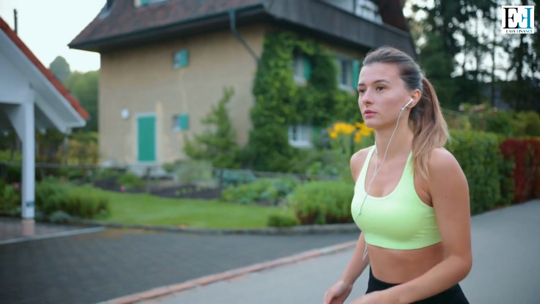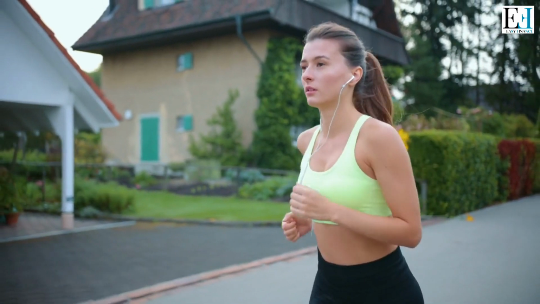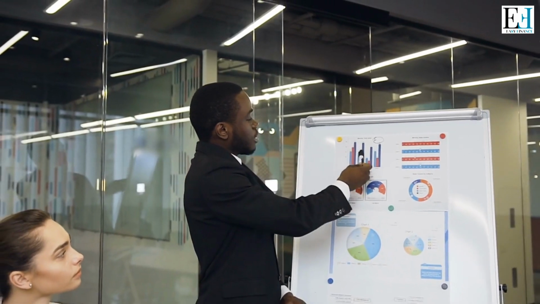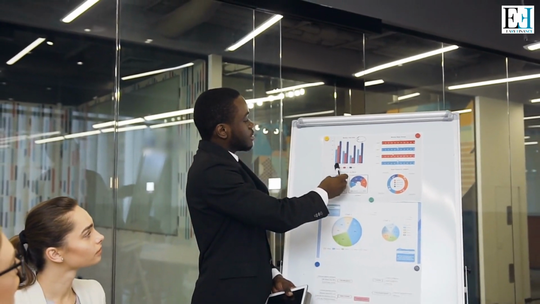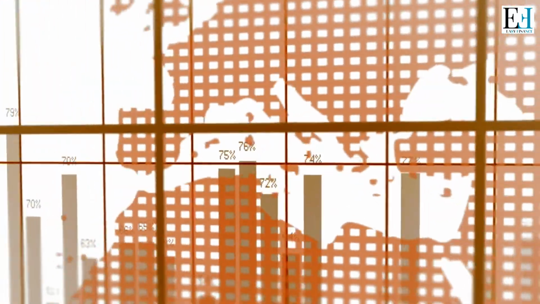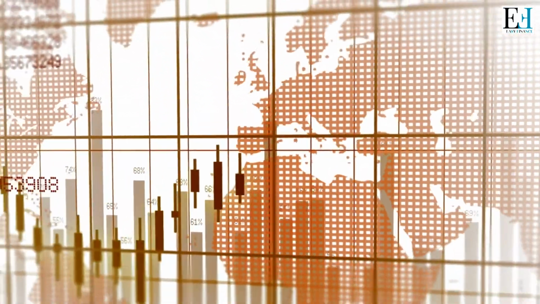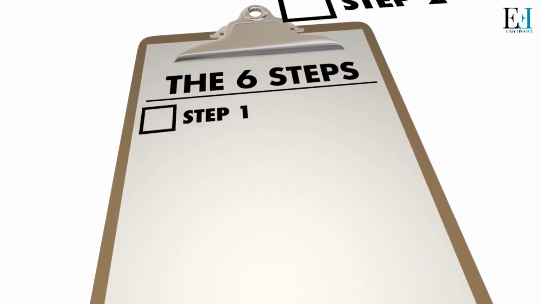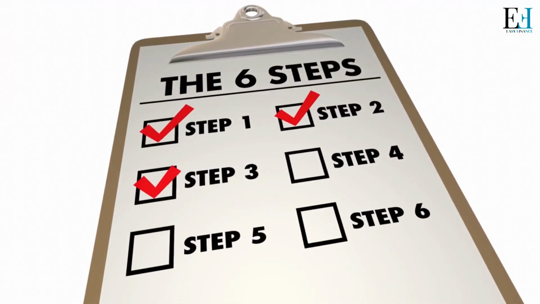Let's get started. Earnings per share, or EPS, is a financial ratio that measures the profitability of a company on a per-share basis. It is calculated by dividing a company's net earnings by its total outstanding shares. EPS provides investors with valuable information about a company's ability to generate profits and distribute them among shareholders. Now, let's delve into the step-by-step process of mastering EPS.